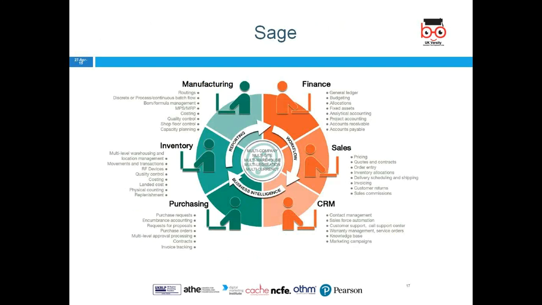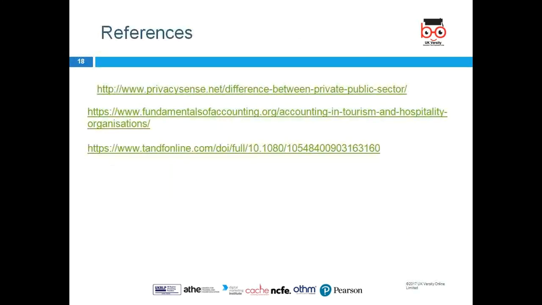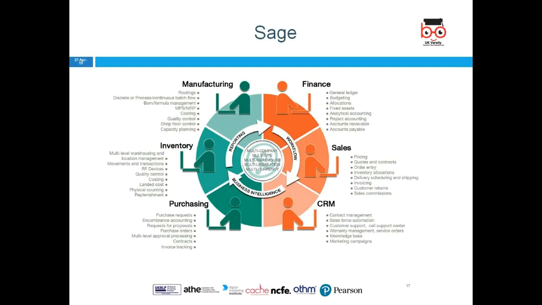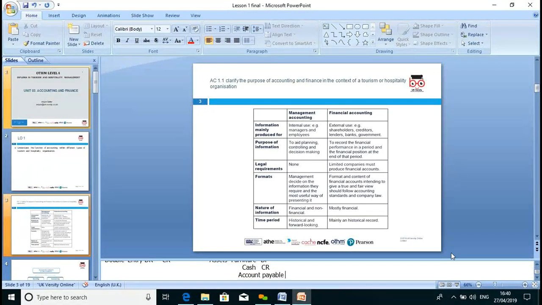There are various software packages. One of the software we normally use in accounts for accounts preparation is called Sage. It can be used in a manufacturing organization, in finance, in sales, in CRM, which is customer relationship management, and in purchasing and inventory stock control. So all this we can manage through Sage. Sage is quite powerful software which can be integrated with various organizations, and we can use it to record the transactions.